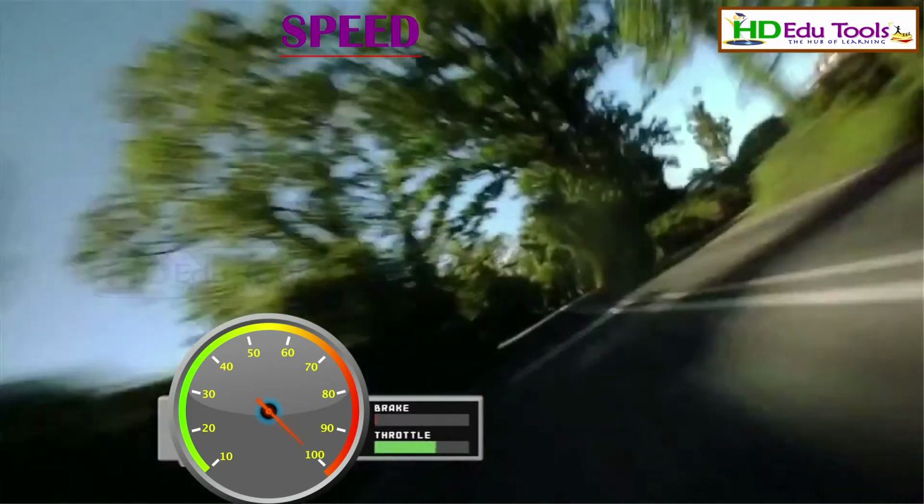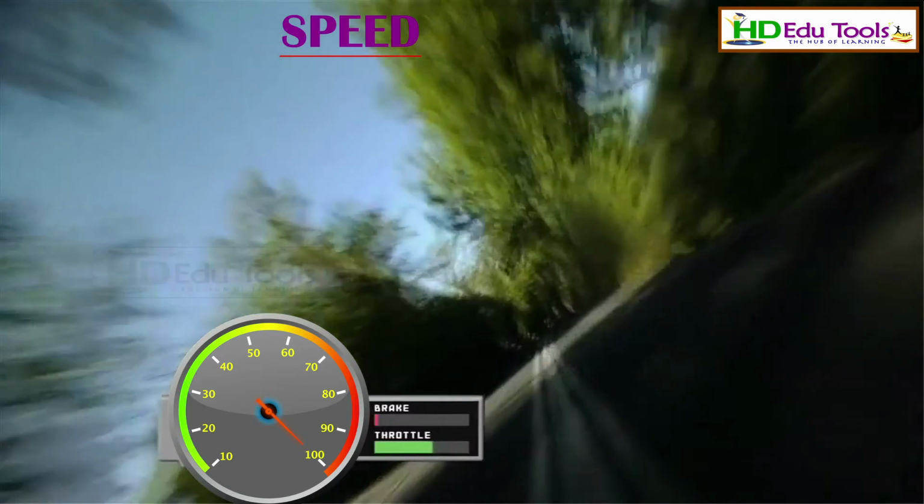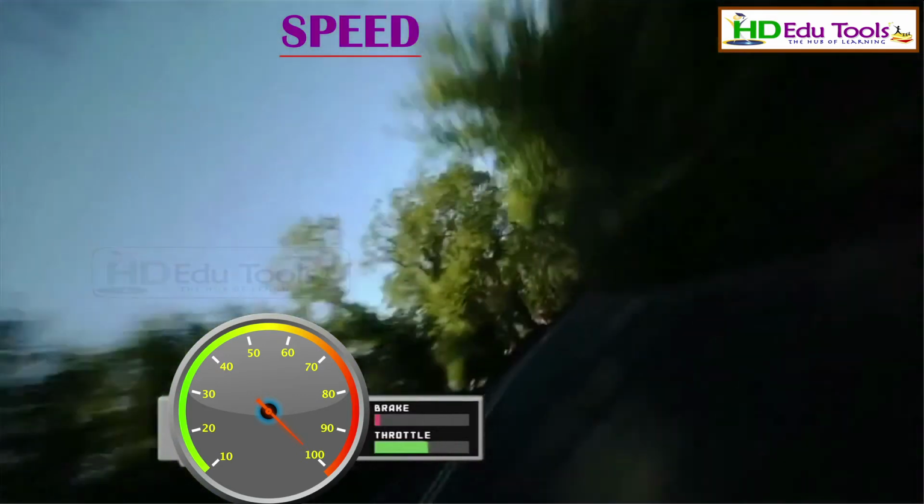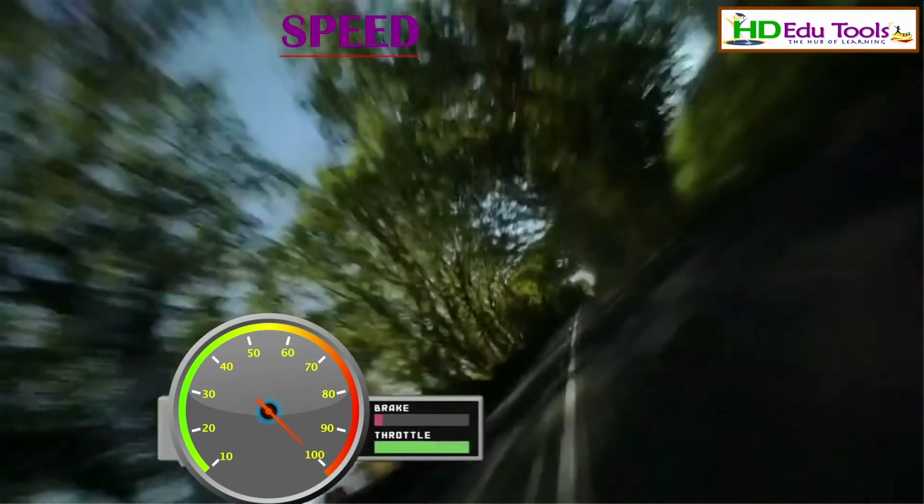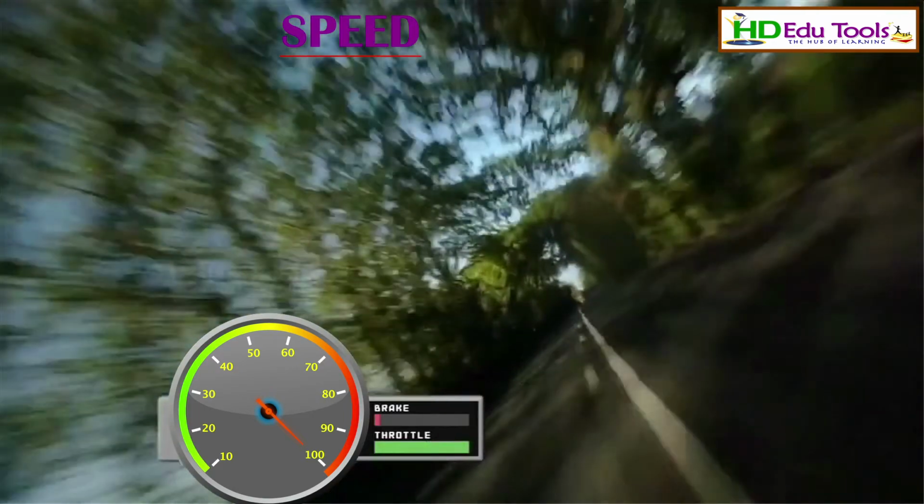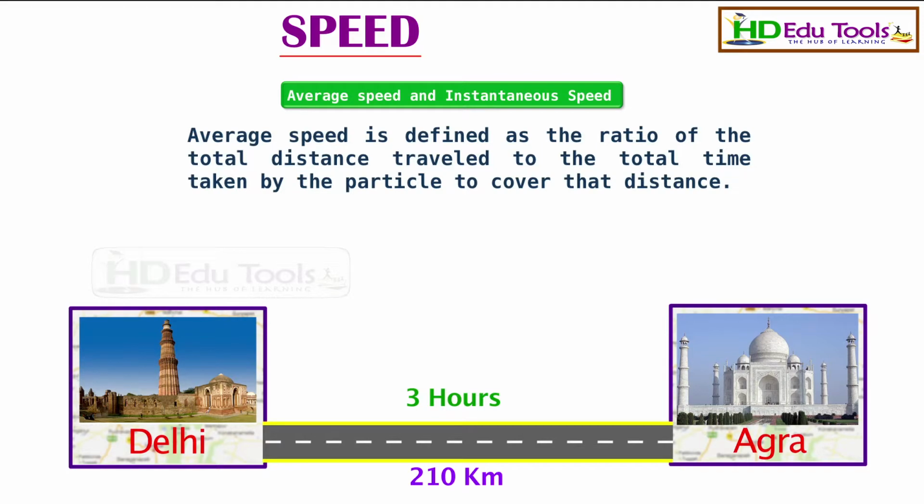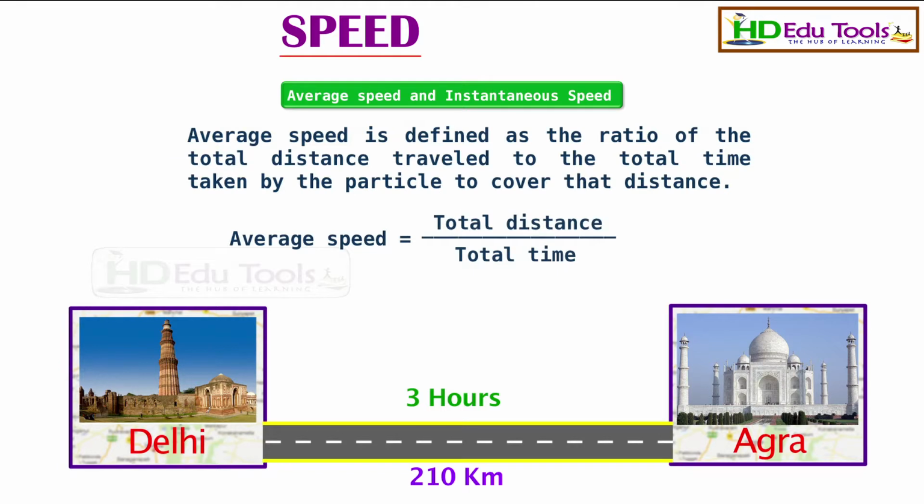Here the total distance by time is 210 by 3. This is equal to 70 km per hour. Now this is called the average speed. Average speed is defined as the ratio of the total distance travelled to the total time taken by the particle to cover the distance. Average speed equals total distance by total time.